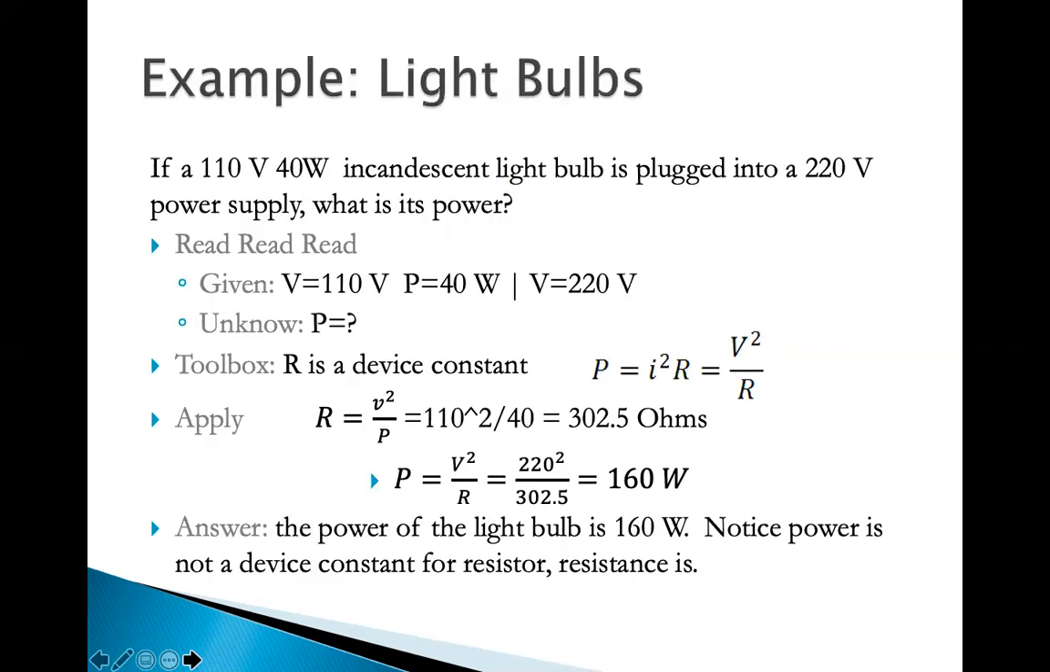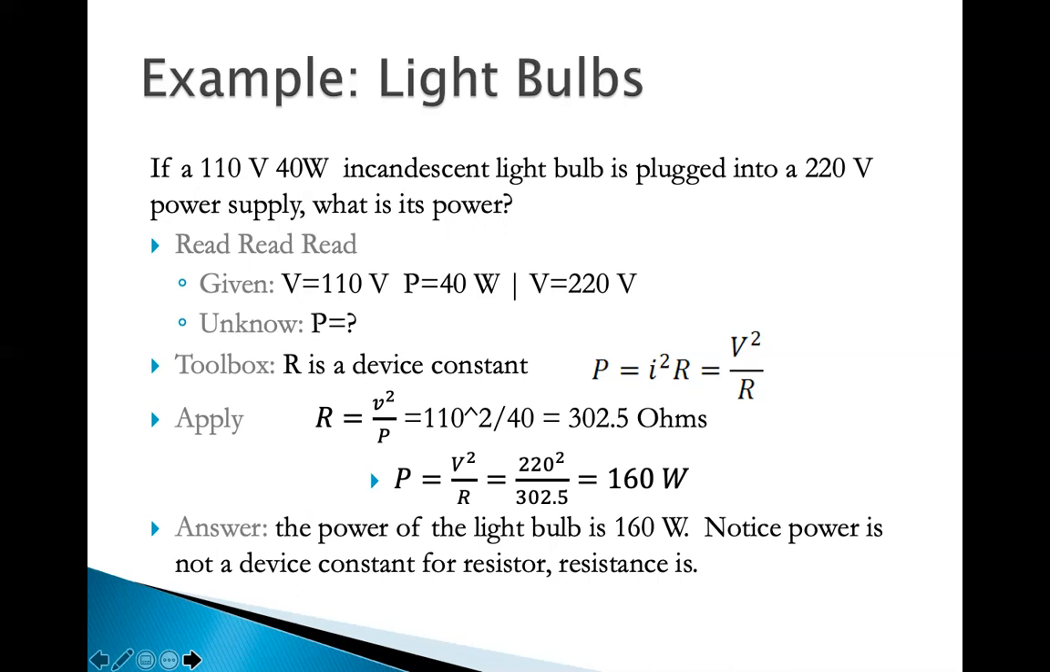So for example, let's look at a light bulb again. If a 110 volt, 40 watt incandescent light bulb is plugged into a 220 volt power supply, what is the power? Is it still going to work as designed? So given voltage, power, and new voltage, what is the new power? R is a device constant, so P equals I squared R equals V squared divided by R. From here, we find the device constant, which is R equal to 302.5. Using that, then plugging in the new voltage, the power becomes 160 watts.